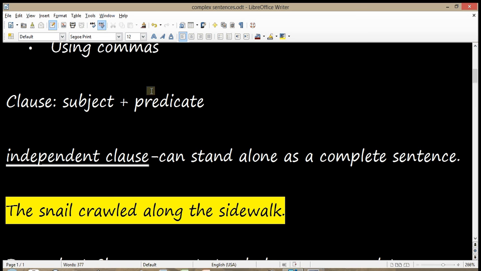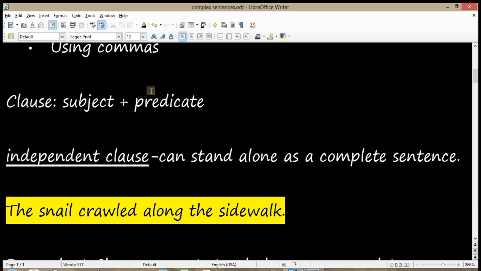Now, an independent clause can stand as a complete sentence. So, this is a clause that you can begin with a capital letter, end with a period, and it is a complete sentence. The example that I provided for you is: the snail crawled along the sidewalk. We have a subject, the snail, and we have what the snail is doing. Crawled along the sidewalk, that is the predicate. So that can stand by itself.